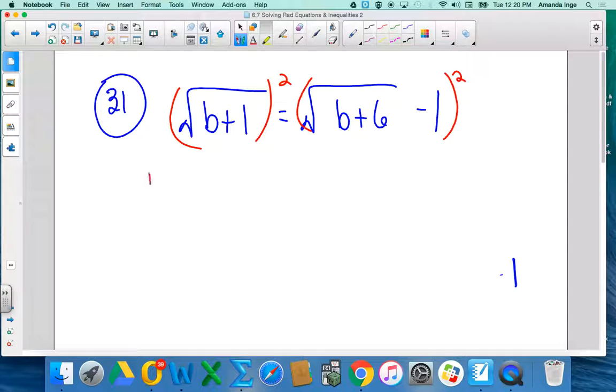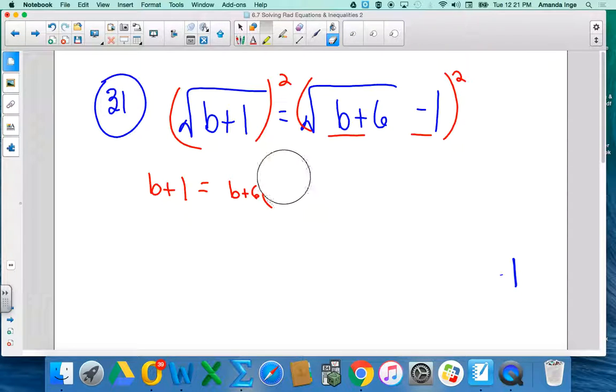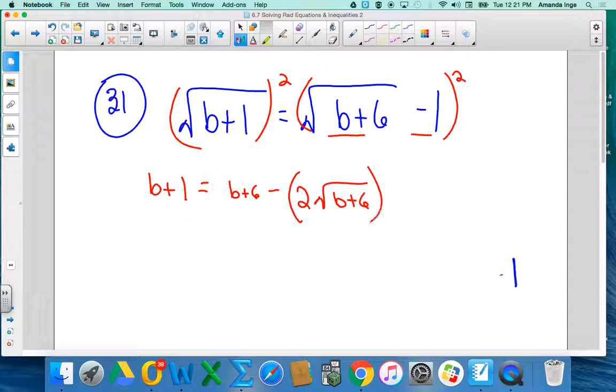So if I square this side, I get b plus 1. But I've got to FOIL this. To square the first number, b plus 6. Multiply these two together and double it. So minus 2 square roots of b plus 6. And then square the last term, so plus 1. If you FOIL it, you should get that.